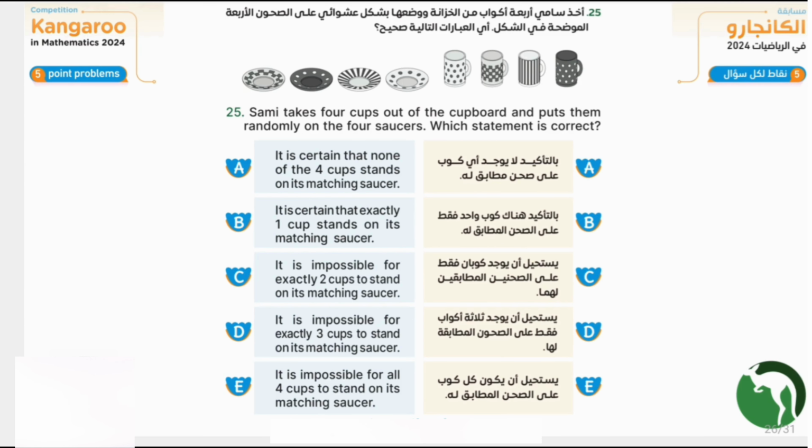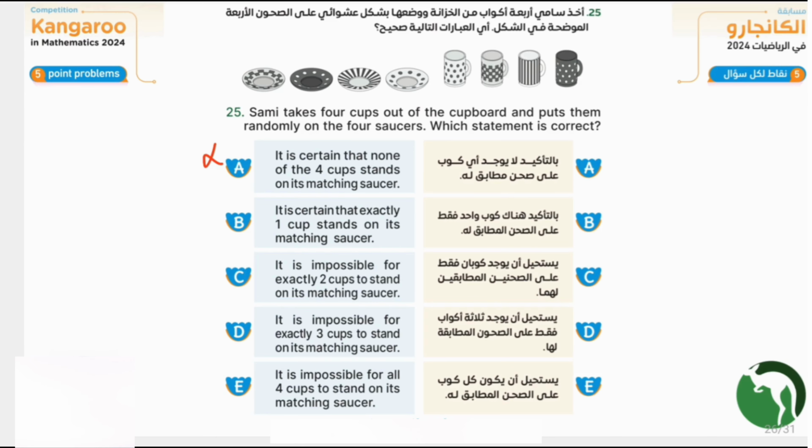Now in question number 25, Sammy takes 4 cups out of the cupboard and puts them randomly on the 4 saucers. Which statement is correct? Now let's check the first statement, A. It says it is certain that none of the 4 cups stand on its matching saucer. This cannot be certain, because randomly one or more cups may stand on its matching saucer. So this one is not correct.